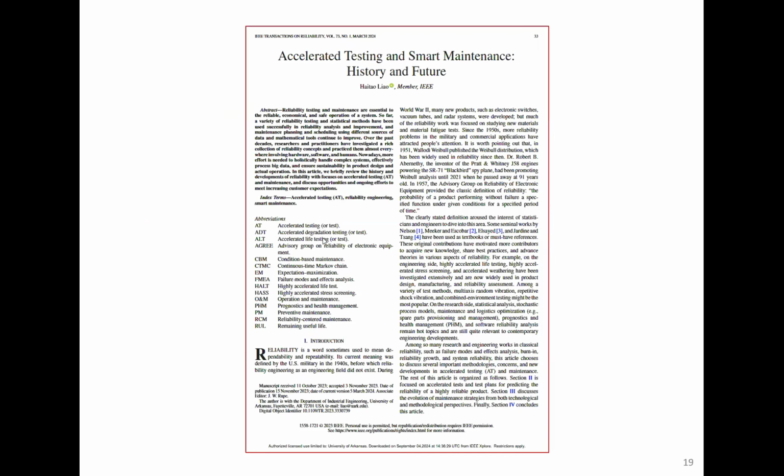So if you're interested in what accelerated testing can do and the future of accelerated testing, I'd like to share this article with you. Again, it's a short paper published in IEEE Transactions on Reliability two years ago. It's about accelerated life testing, history and the future, and of course it also covers something about maintenance. I think maintenance and accelerated testing have a very natural connection. Again, you're welcome to read this article when you have time.